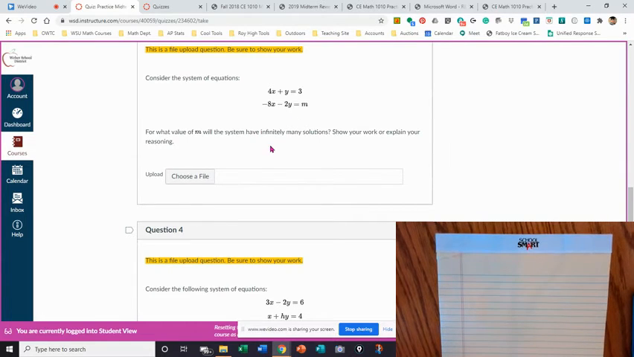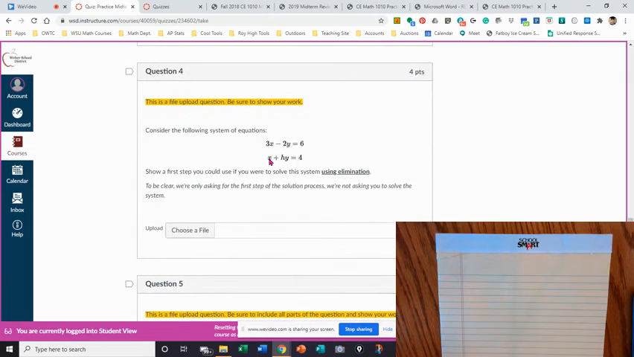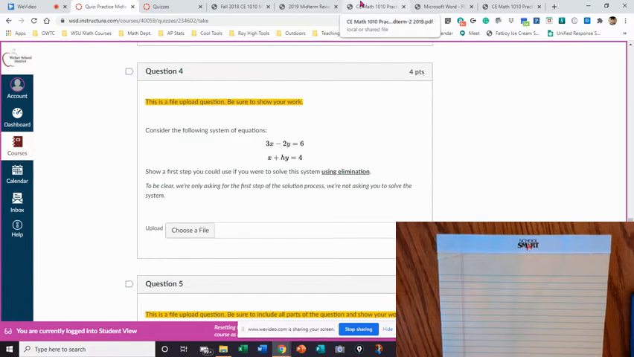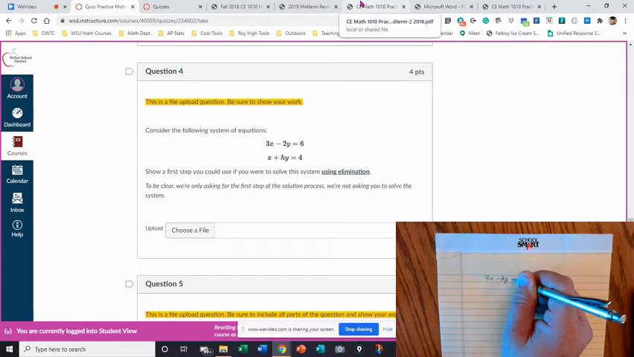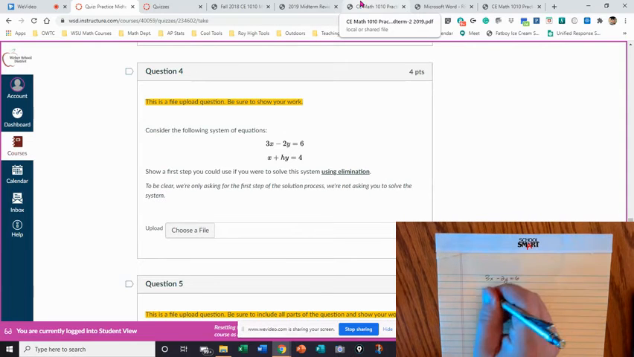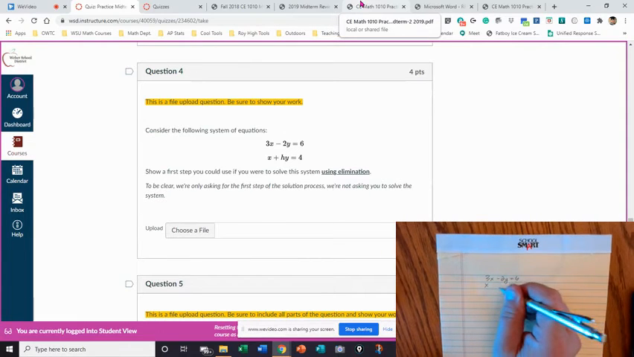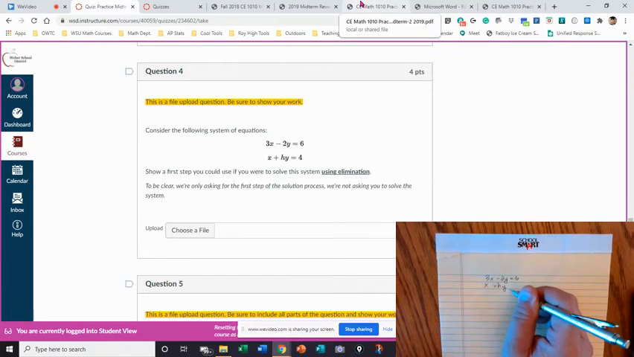Okay, question 4. Consider the following system of equations. 3x minus 2y equals 6, x plus hy equals 4. And this says, show a first step you would use if you were to solve this using elimination. So 3x minus 2y equals 6. And I have x plus hy equals 4.